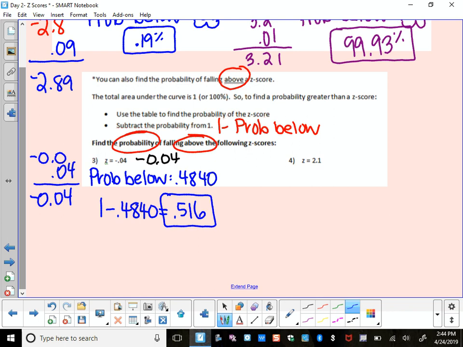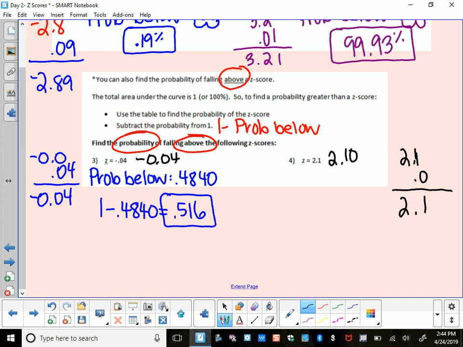All right, look at number 4. This Z-score, it looks like it's showing 2 numbers. The Z-score is really 2.10. They just didn't add a 0 on the end because they didn't need it. So what two numbers do we look for on the left side? 2.1. What number do I look for on the top? Just 0. So we're left with 2.1.